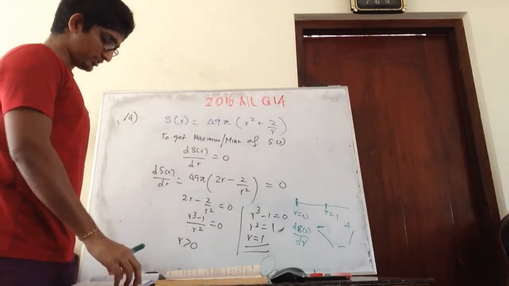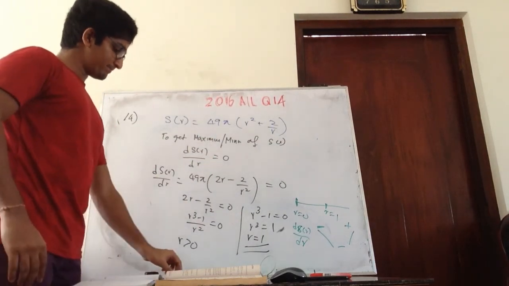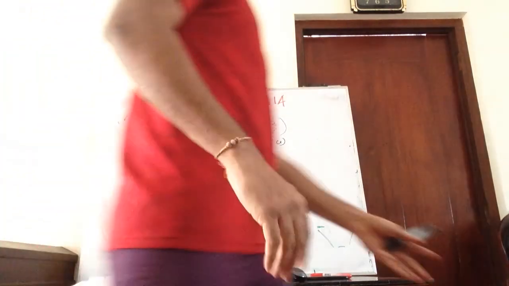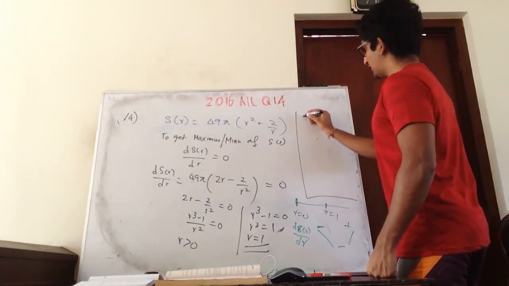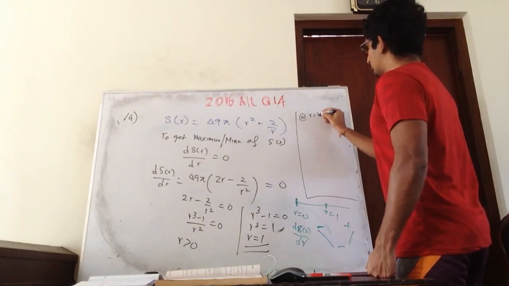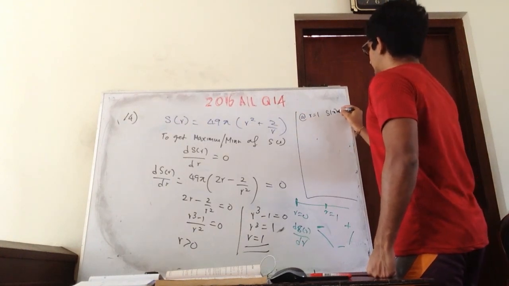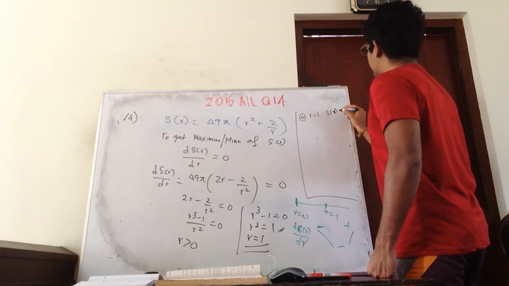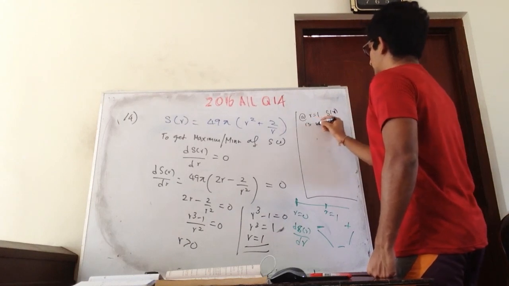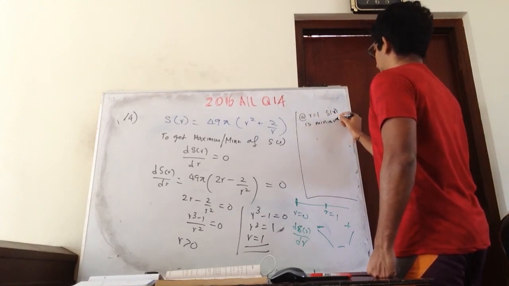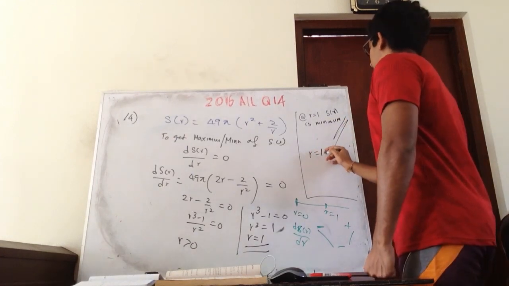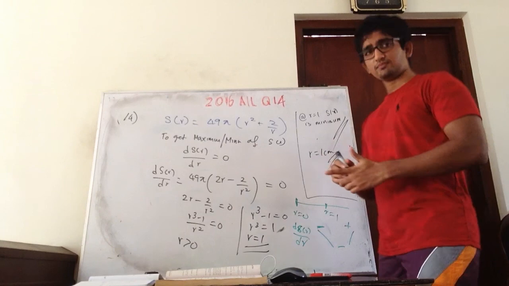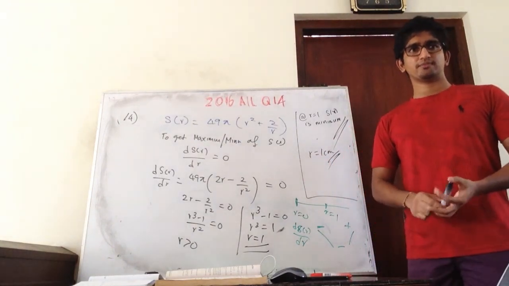So after this, just write this down. At R equals 1, S is minimum. So this is basically the answer. So R equals 1 cm. So then you are done with the question, right?